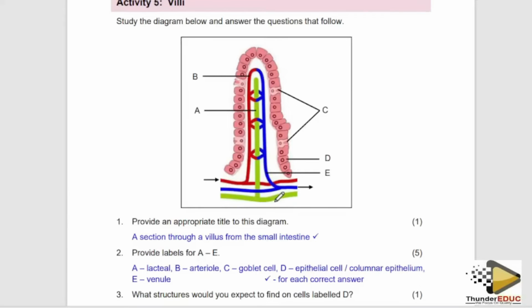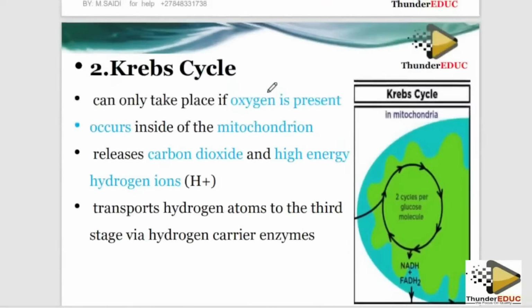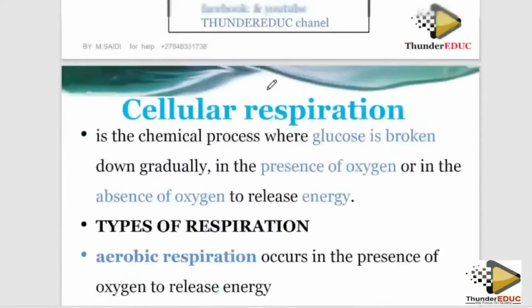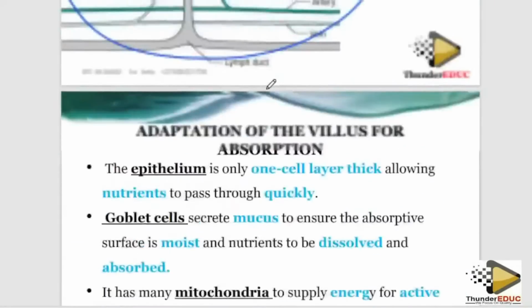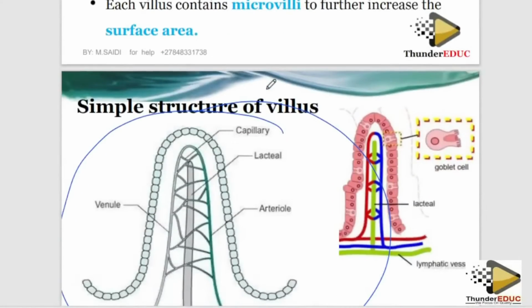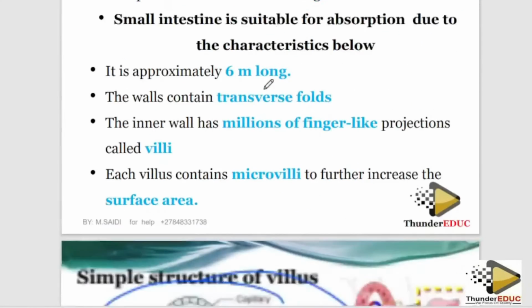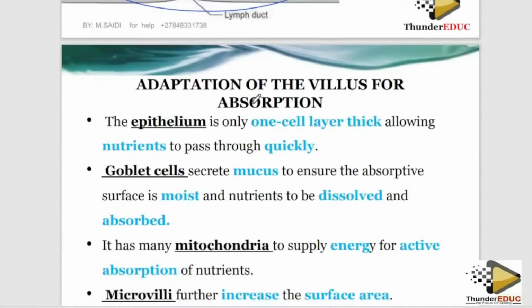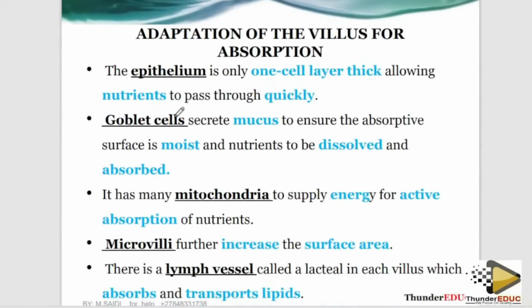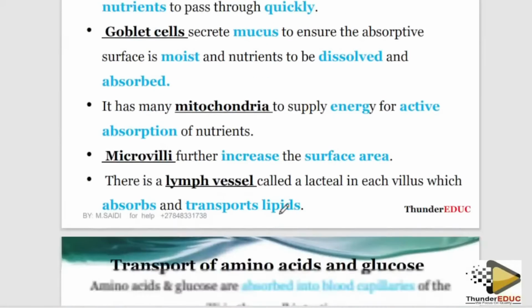Structure of the villus. Please don't go to the paper without it. Yes, I've forgotten about something, the one we like to ask about the villus. How is this villus adapted to its function? Here are the answers. Small intestines. Epithelium is only 1 cell thick. Goblet cells. Mitochondria supplying energy.